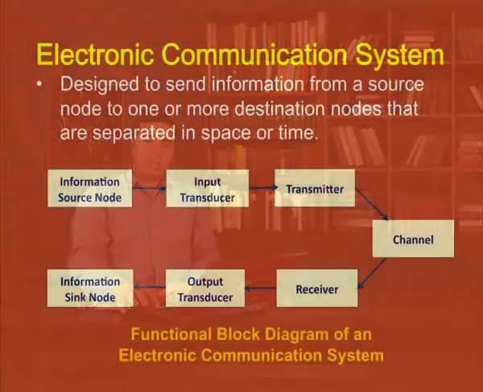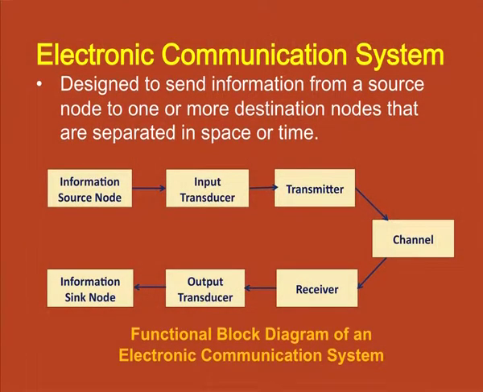Hello viewers, today we are going to talk about the block diagram of an electronic communication system, functional description of subsystems, electromagnetic spectrum and modulation. An electronic communication system is designed to transfer information from a source node to one or more destination nodes over space or time.